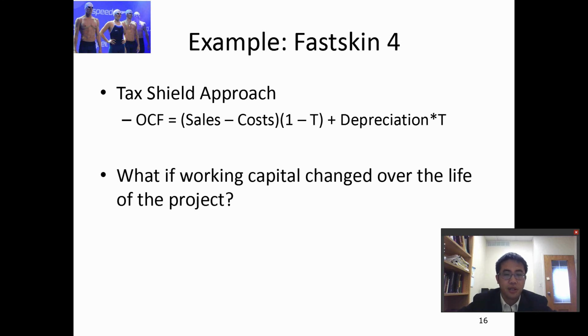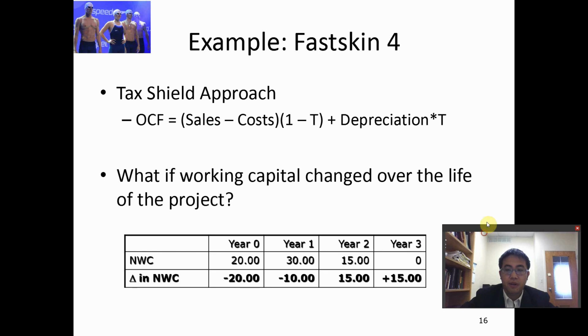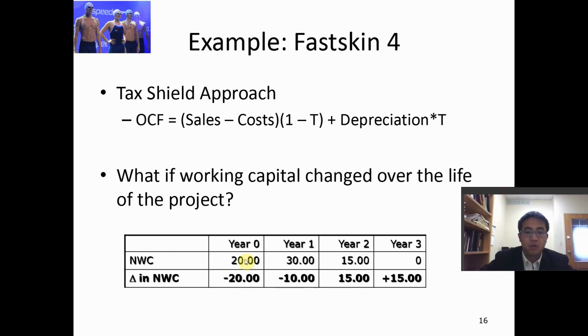Another issue here is, what if the working capital changes over time? Basically, depending on the level of sales from the next year, you will need to maintain different levels of net working capital. For example, at the start, you purchase $20,000 inventory, and then your business expands, so you will need to have $30,000 inventory in the next year, and then your business starts shrinking. You will need to have only $15,000 net working capital, and then at the year end, you don't need any inventory at all.